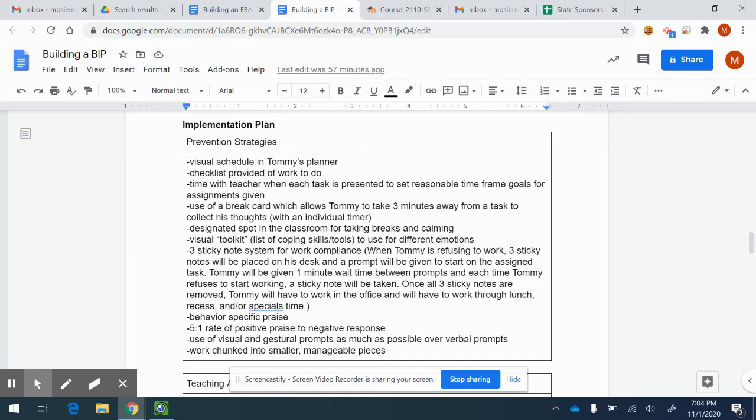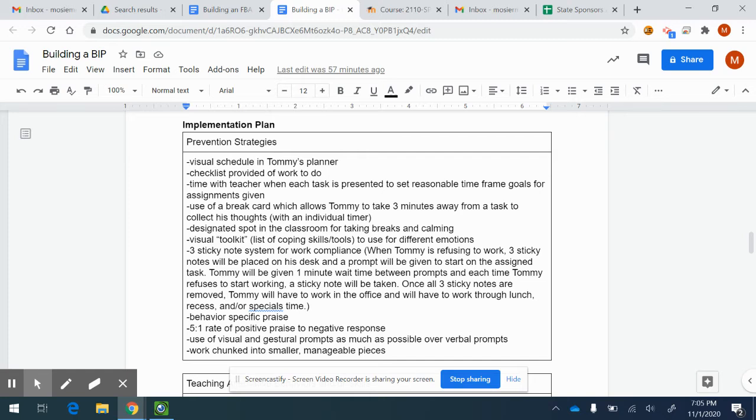Now he didn't always complete his work within the time frame set, but it appeared to encourage him to work towards the goal. So we did see increased time on task, even though he may not have completely met the goal of getting the work done in the time frame given.